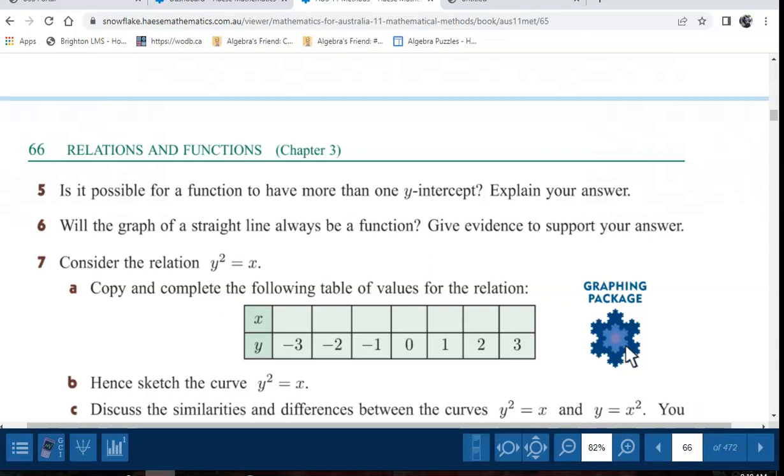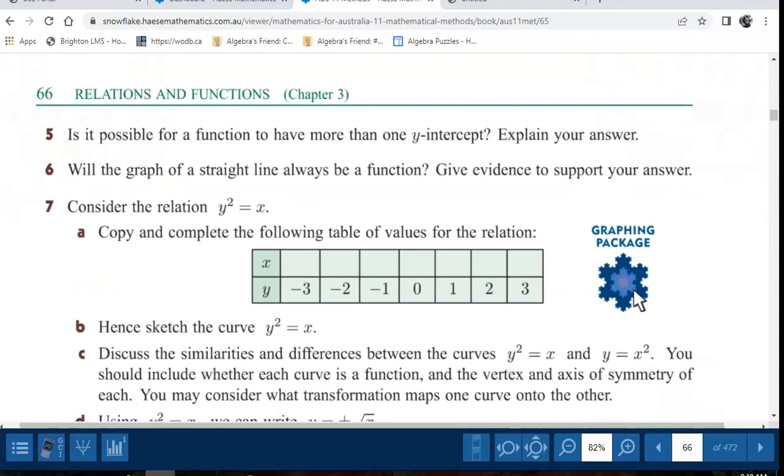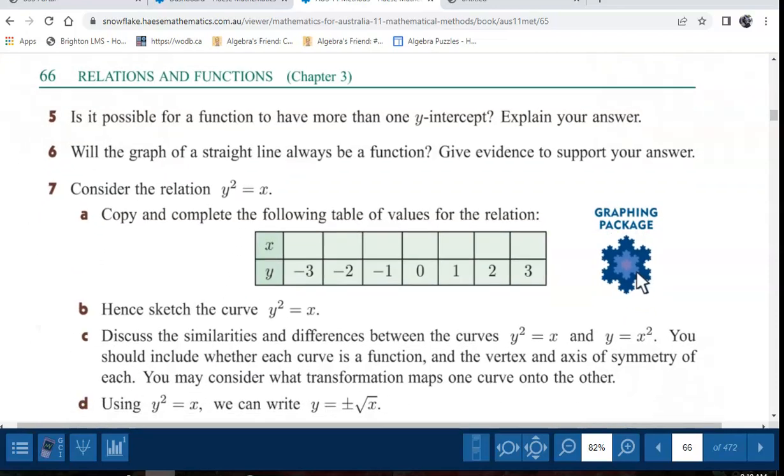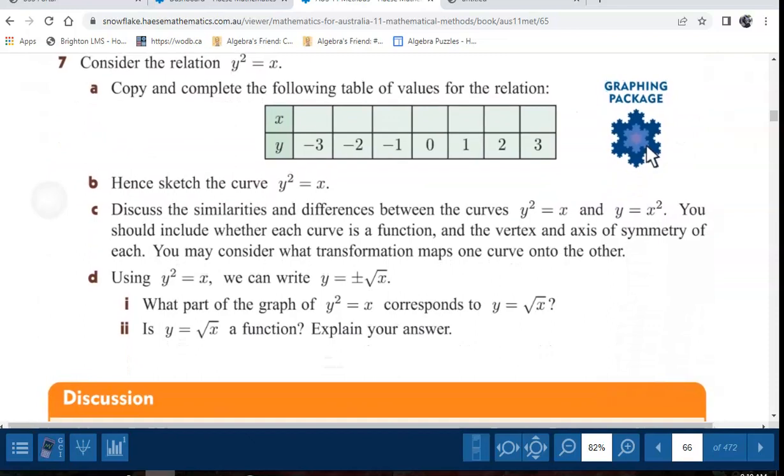Will the graph of a straight line always be a function? When the slope is undefined, yeah, so when it's vertical, because then you've got lots of different y values for one x value. Agreed? Okay, just makes you think. I like these questions. That's probably about it.